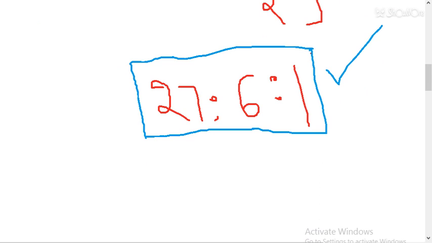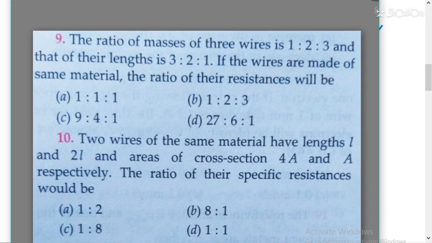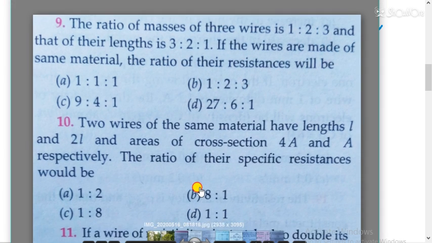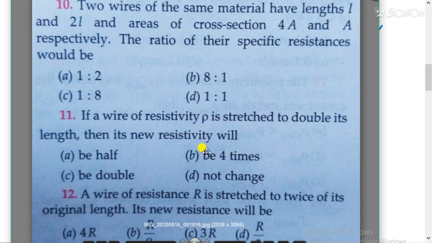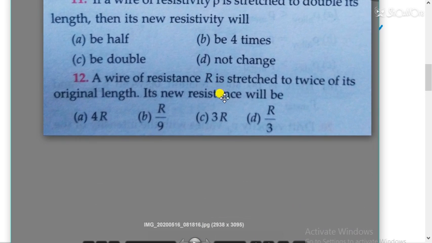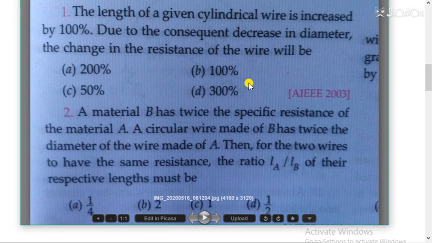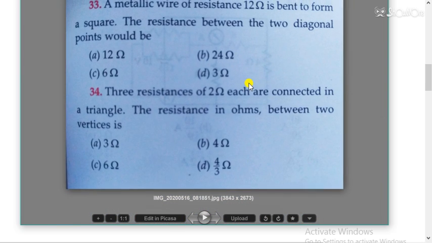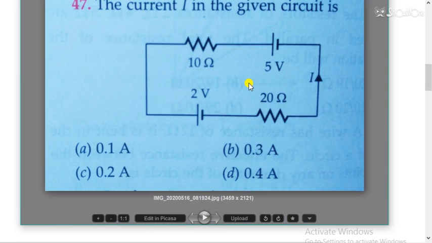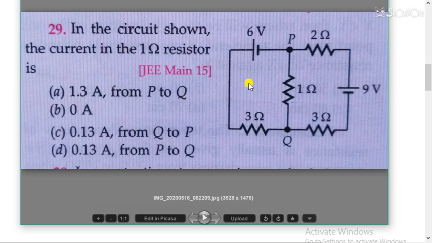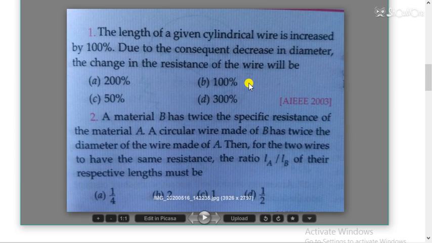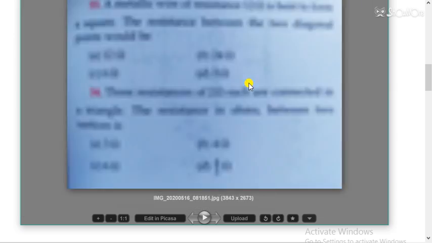Now I will see which questions are left. So we have done this 9th question, 10th question, 11th question, 12th question, and these two questions we have done in this video, 1 and 2. Then these questions we will do later on, because these are related to resistance. Okay, this question we have done.